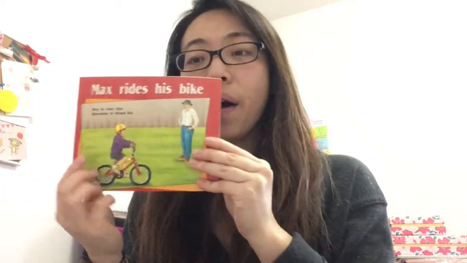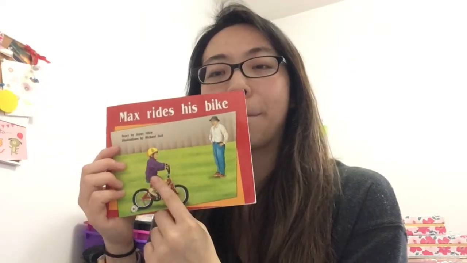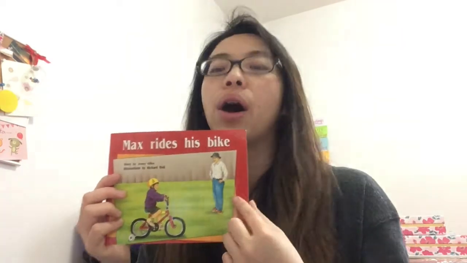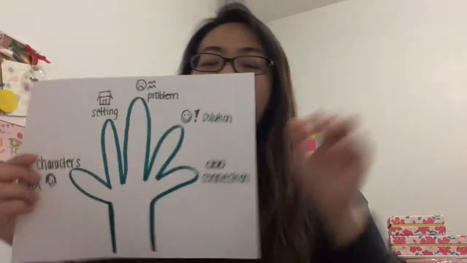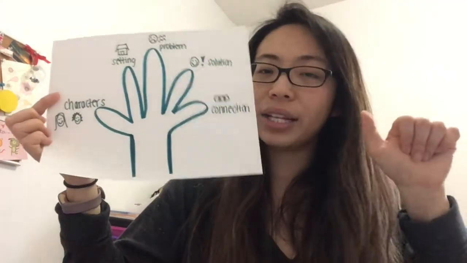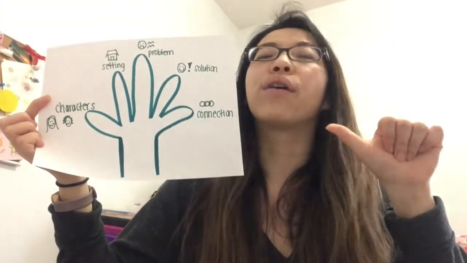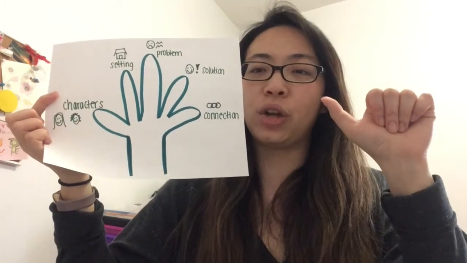Looking back at this book, oh, I see that the characters are Max and Grandpa. Oh, okay. We got our characters down. So who are the characters again? Right, Max and his grandpa.